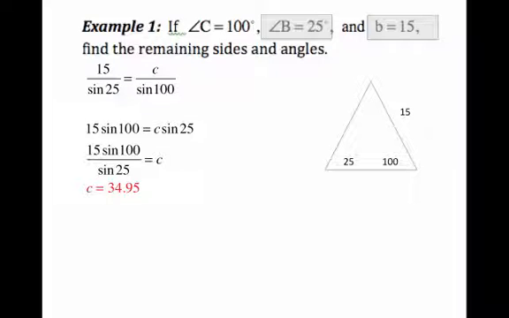By setting up our proportion, fraction equal to fraction, we can substitute in the information. We would then cross multiply and solve our equation for C, which is the length of the side opposite angle 100. In this case, using our calculator correctly, especially with parentheses, C has a length of 34.95. I would advise verifying this, making sure that your calculator does in fact give you this answer.